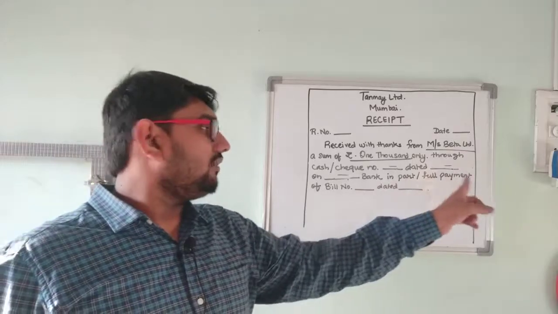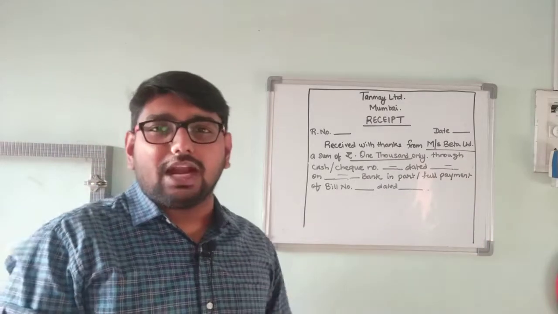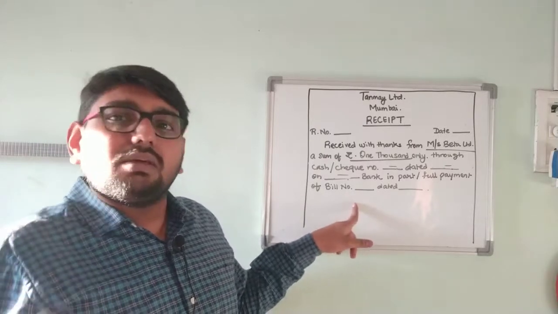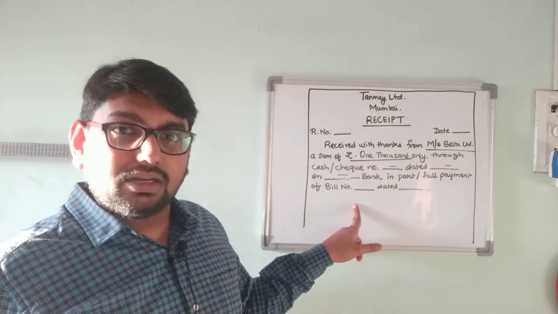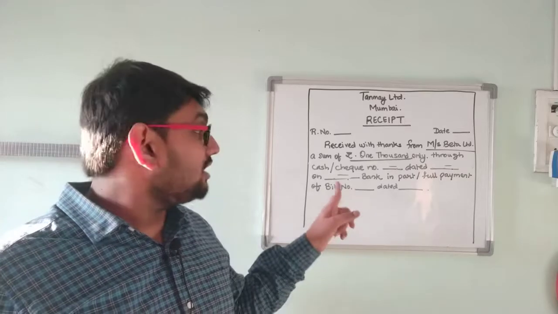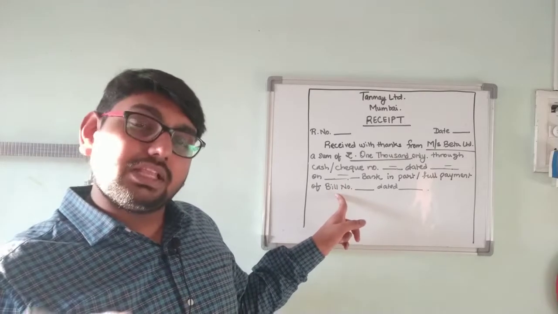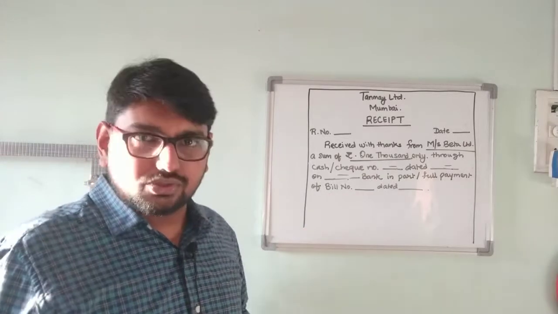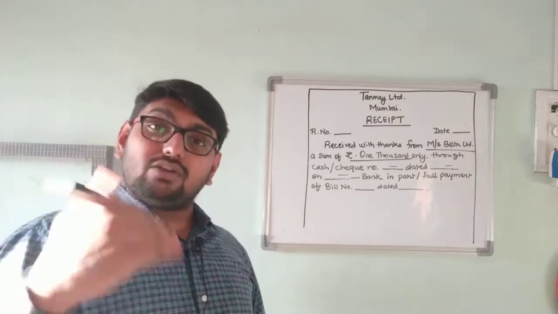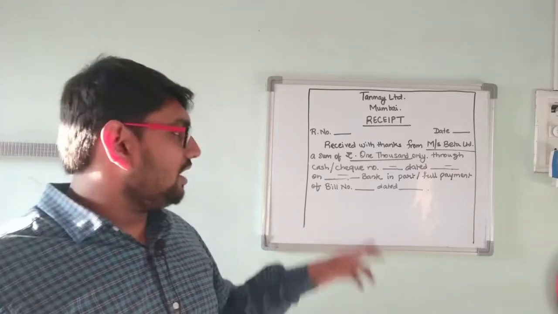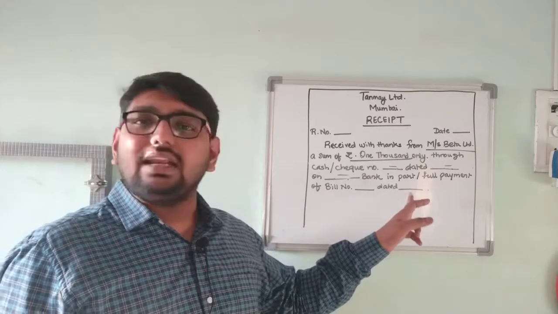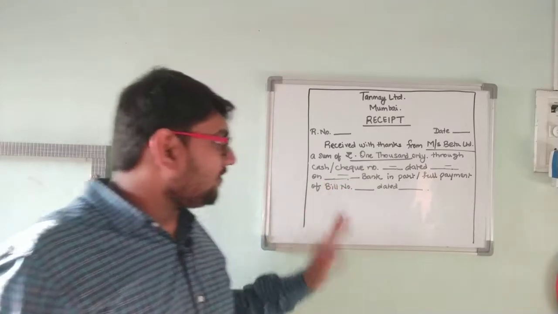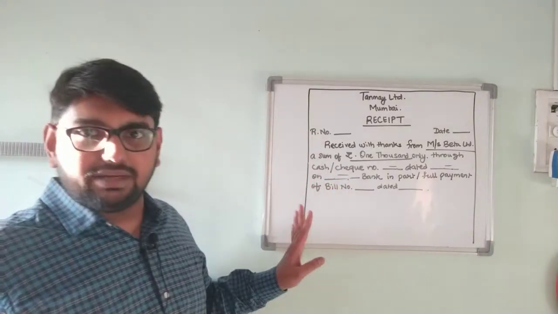In part or full payment, now you can either make part payment or full payment of bill number. So you are giving me the payment, but why are you making the payment? On what basis? So you have to tell me that you are paying the money of so and so bill number. For example, I had sold some goods to you and you are making the payment of those goods. Then you have to give me the bill number and the date of that bill. Clear? This is the entire sentence, by the way.